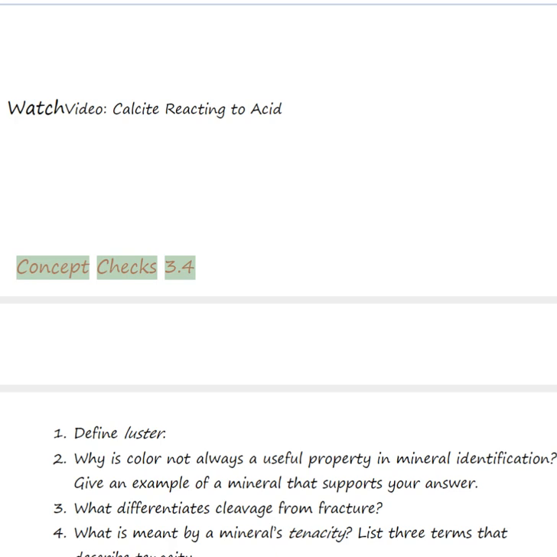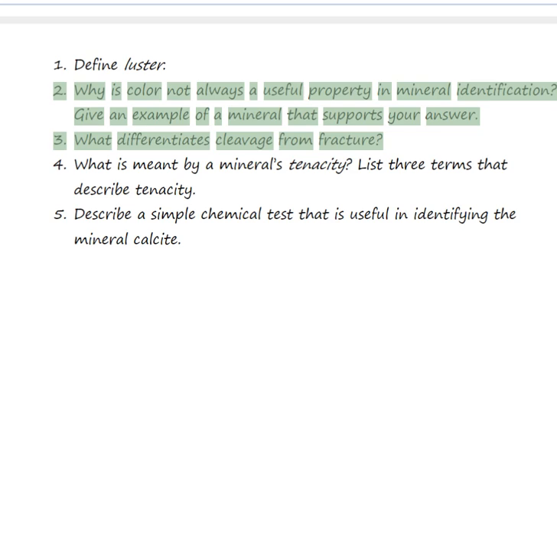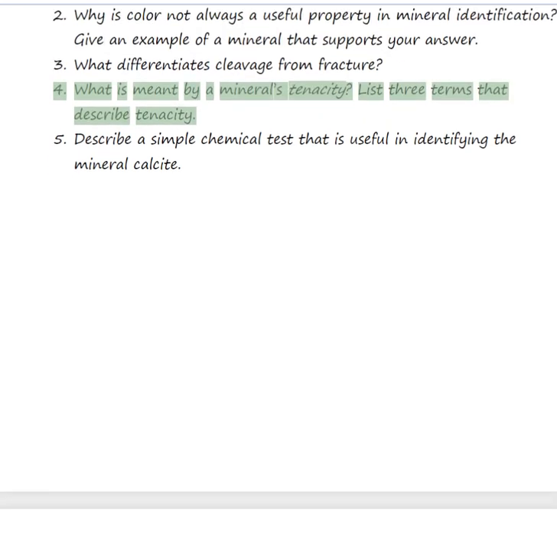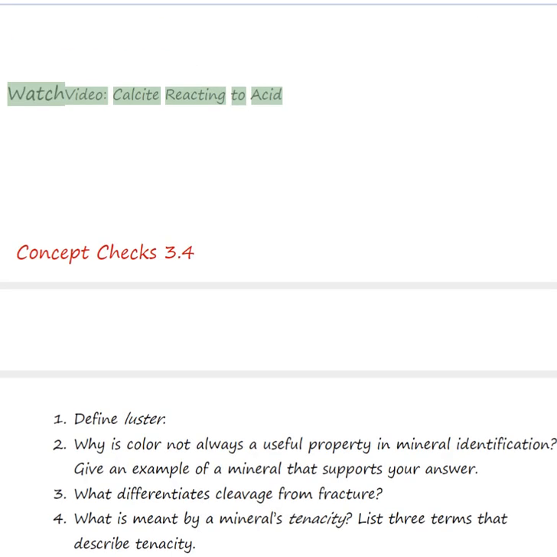Concept checks 3.4. 1. Define luster. 2. Why is color not always a useful property in mineral identification? Give an example of a mineral that supports your answer. 3. What differentiates cleavage from fracture? 4. What is meant by a mineral's tenacity? List 3 terms that describe tenacity. 5. Describe a simple chemical test that is useful in identifying the mineral calcite. Watch video, calcite reacting to acid.